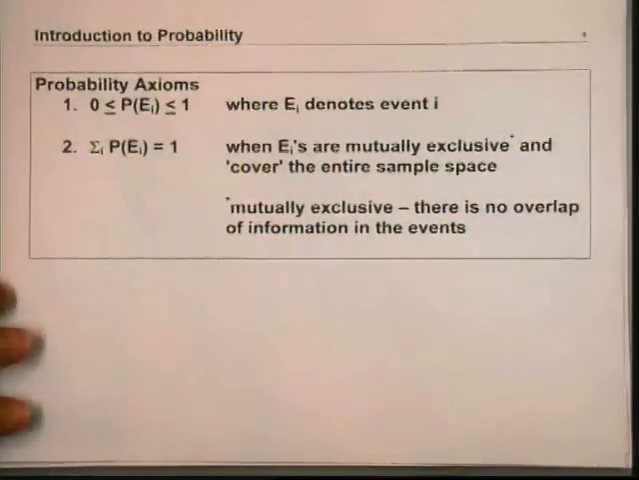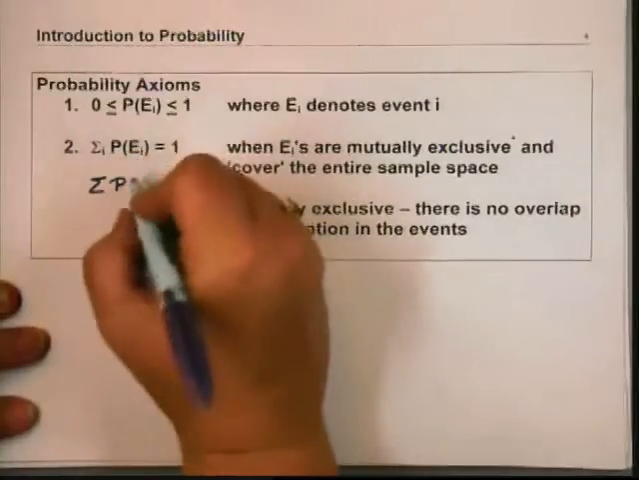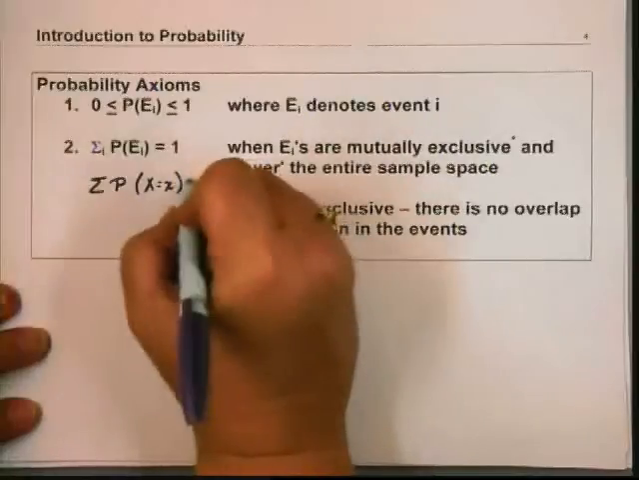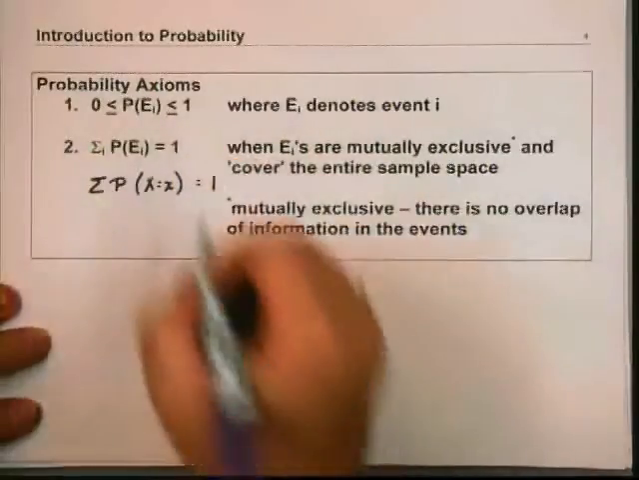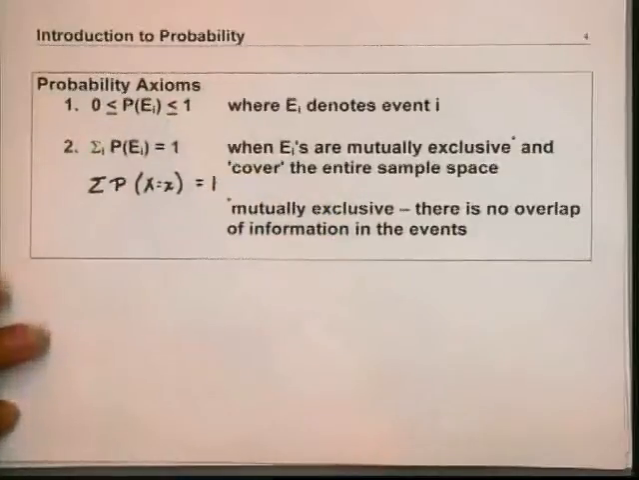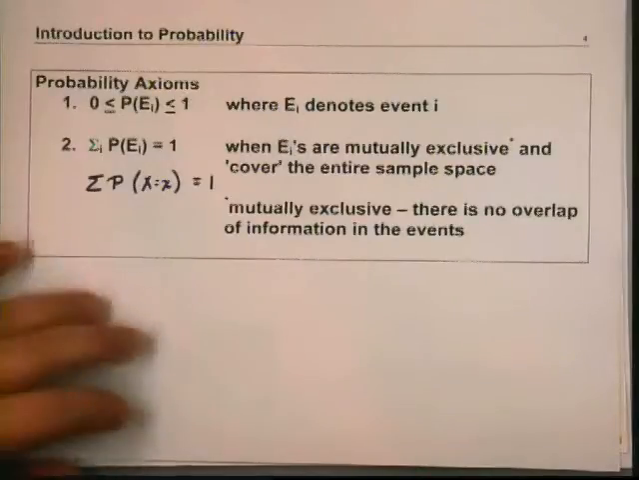So the way we wrote this just a short time ago is that the sum of the probabilities of x equal to all of its values, that sum must be equal to 1. Okay, so this is another way of saying it in the event notation. That's all there is on that. I didn't have any additional remarks to fill in.